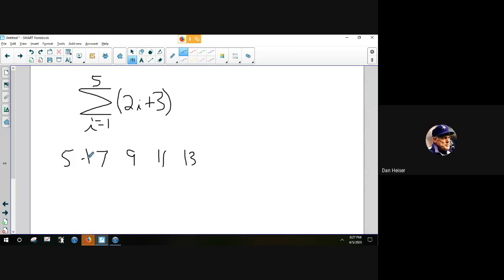Sigma is the notation for add up all these terms. And then we add up all these terms, we should get 45. Add up the terms from 1 to 5 that you get from this formula. That is really all there is to doing a sigma notation problem. Let's take a look at another one.